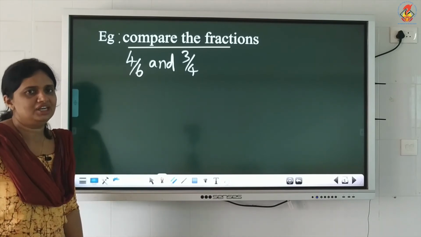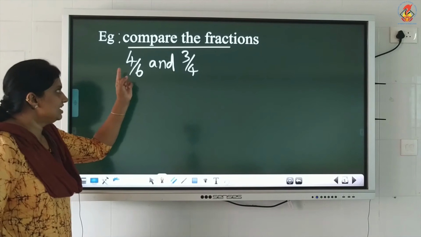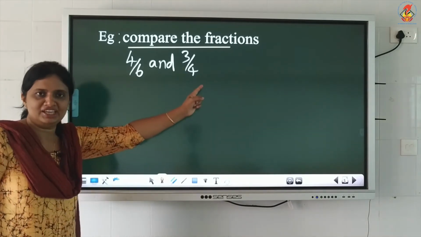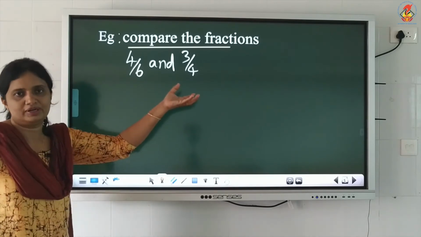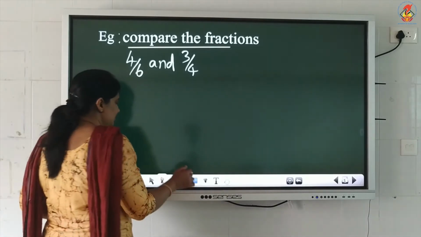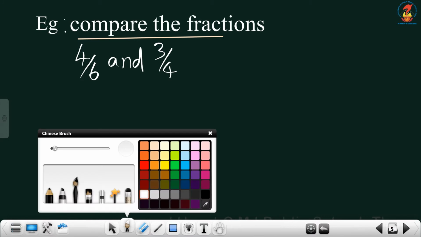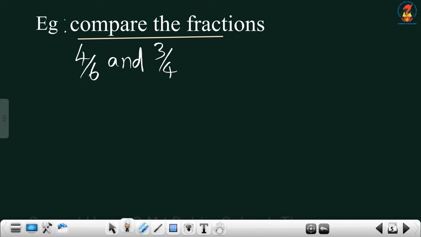First step is what? We need to find the LCM of the denominators. What are the denominators here? 6 and 4. First I need to find the LCM by the division method, right? How can you find the LCM? Did you remember that? You studied it in the last chapter, right? Okay. I need to find the LCM of 6 and 4.